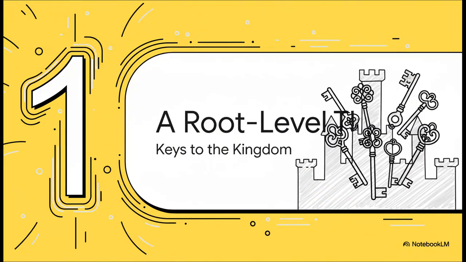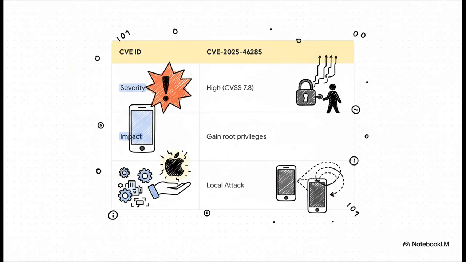Okay, first things first. To really get why this is such a big deal, you have to understand what the attacker is after. Their ultimate goal is to get what's called root-level access. And on any system, like a Mac or an iPhone, root is, well, it's God mode. So let's look at the official scorecard here. The CVSS score is 7.8, which is firmly in the high severity bucket. The impact? An app can gain root privileges. And again, root just means total, unrestricted control over everything.